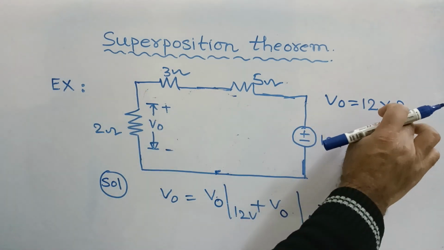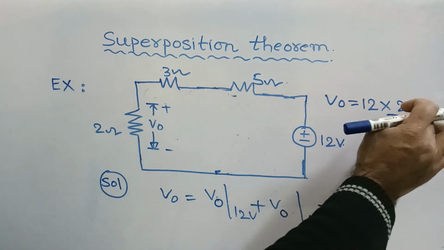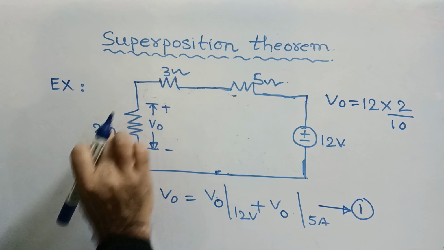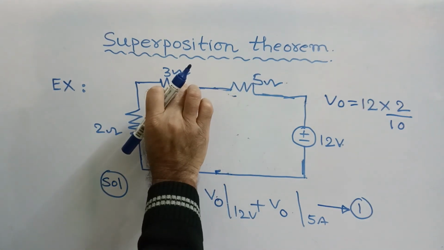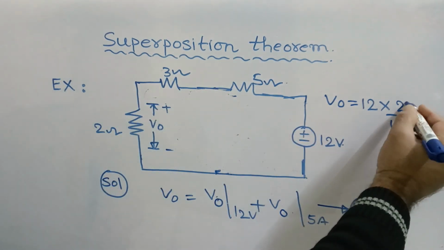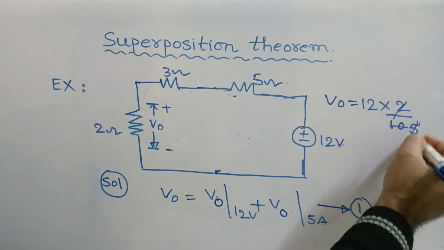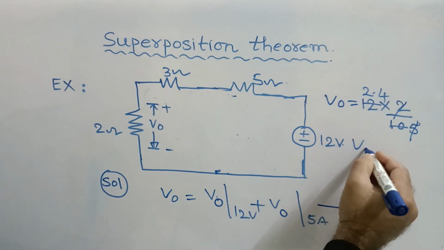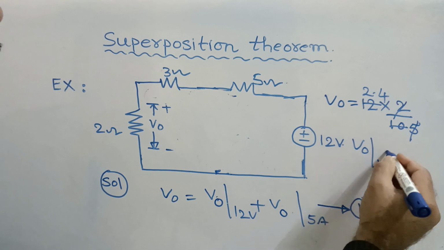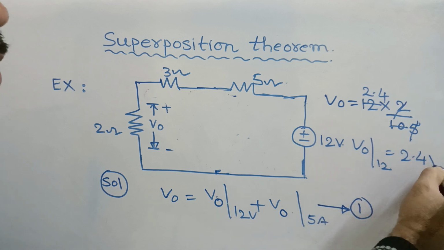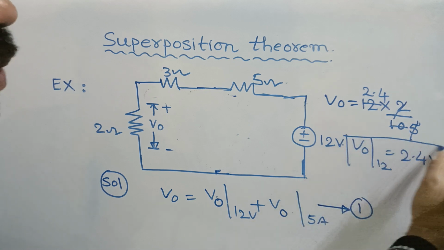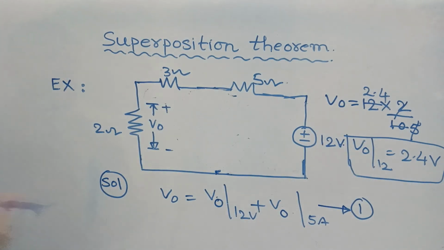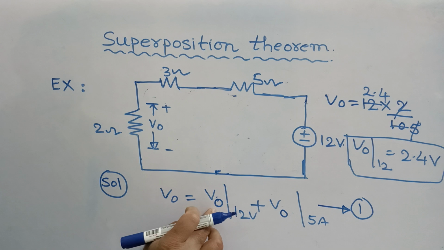Therefore, the resistor across which we are going to find V0, divided by the total resistance 5 plus 3 plus 2, 5 plus 3 is 8, 8 plus 2 is 10. So 2 ones are 2, 2 fives are 10, which gives 12 times 2 over 10. So your V0 with respect to 12 volt is equal to 2.4 volts, right? This is with respect to the 12 volt voltage source.